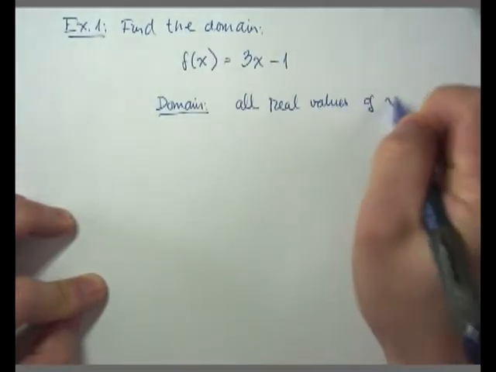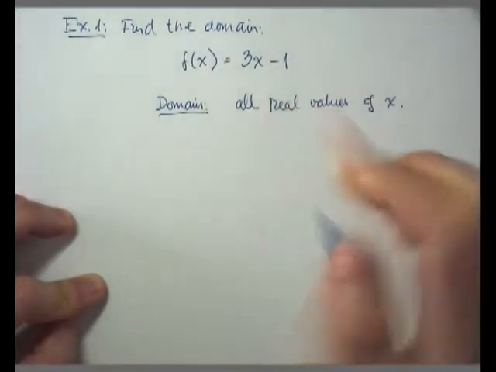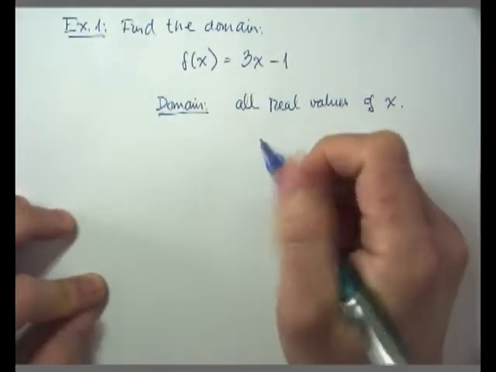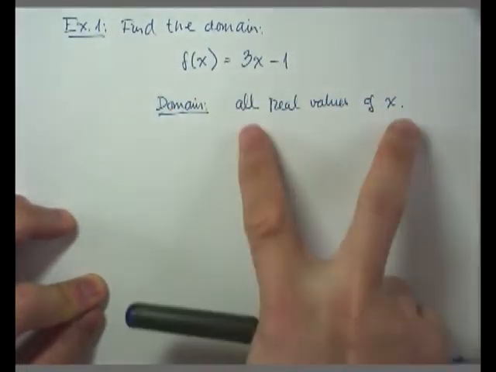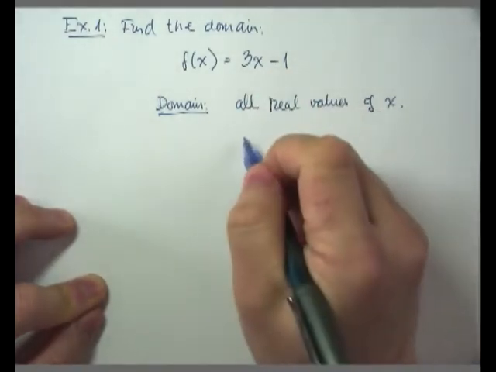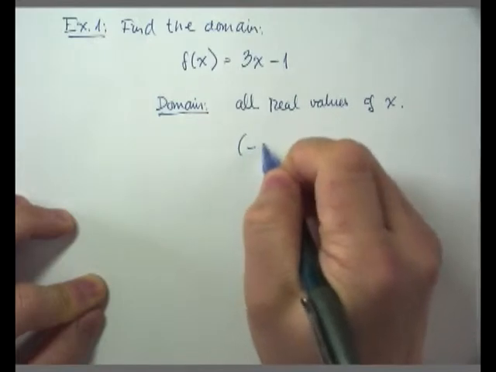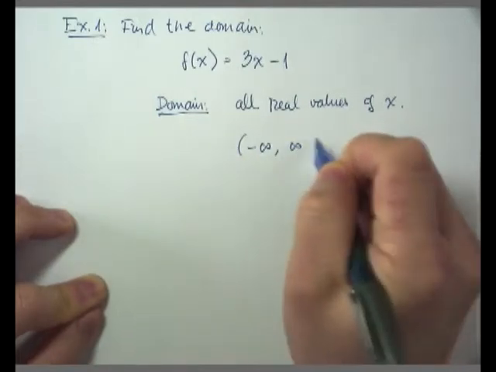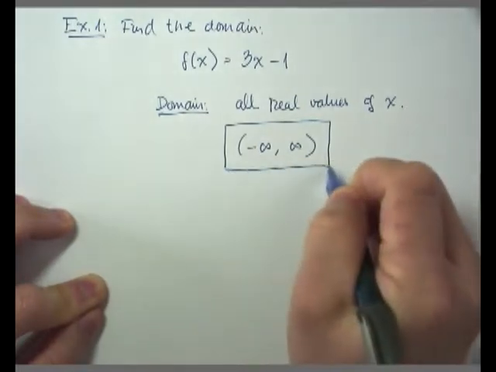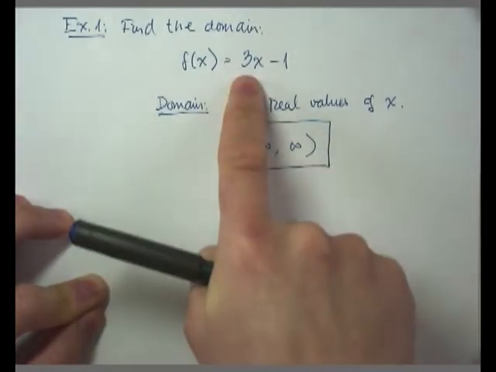of x. Okay, but then with all real values of x, a lot of the time the domain is required to be written in interval notation. So all real values of x, that logical meaning can be re-expressed in interval notation, meaning negative infinity to positive infinity in parentheses. And that's how we find the domain of this function 3x minus 1.